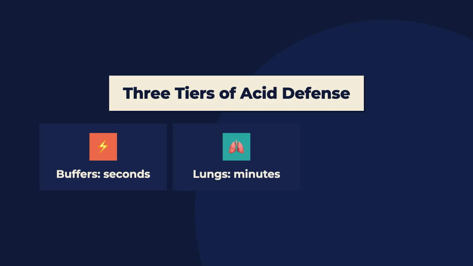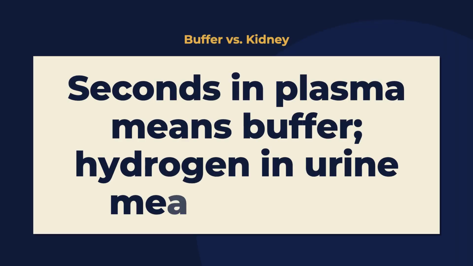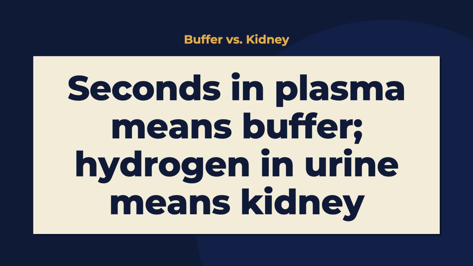The lungs act by breathing within minutes to blow off carbon dioxide, and only the kidneys, acting over hours to days, actually excrete hydrogen ions and eliminate acid from the body. When a stem describes something happening instantly in the plasma, it wants a buffer. When it describes hydrogen ions appearing in the urine, it wants the kidney, the only tier that truly removes acid from the body.